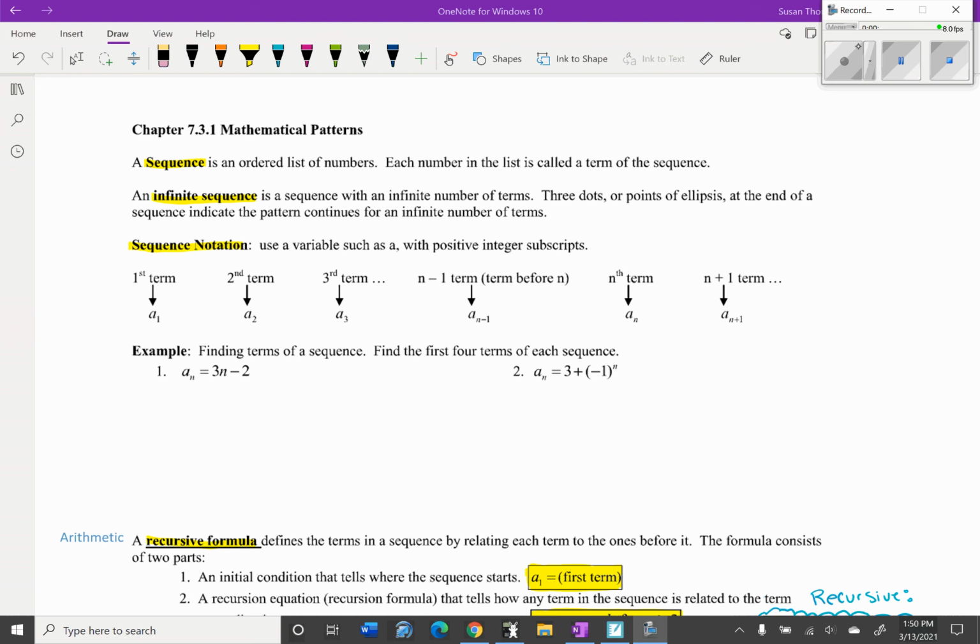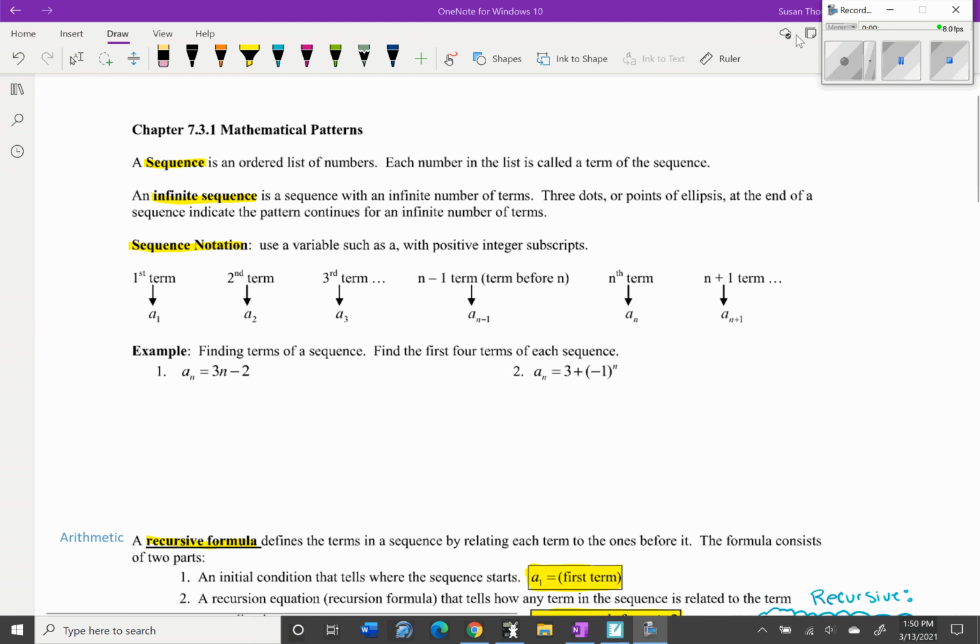We also have our sequence notation. So we use a variable such as a, or sometimes u, with positive integer subscripts. And we've done this before. We've talked about this notation in Math 3. We also looked at sequences in Math 1 and Math 2.